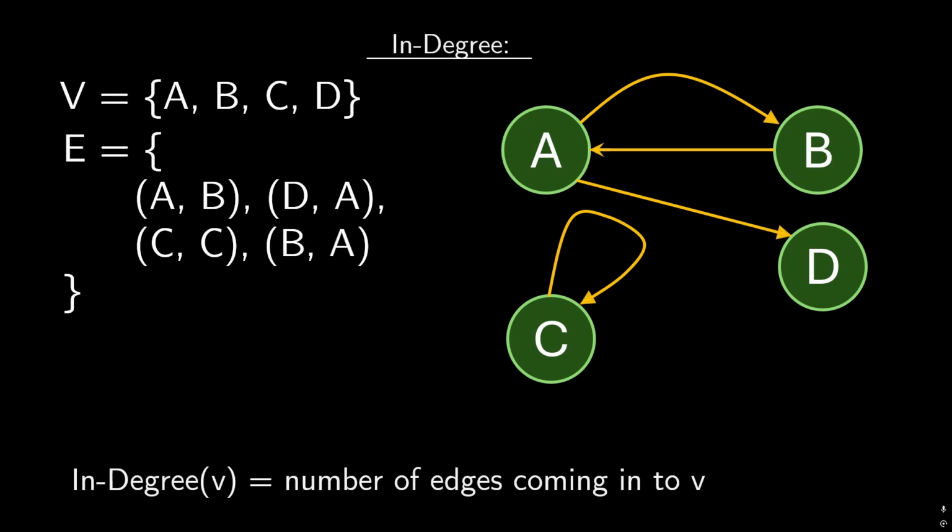For a directed graph, we use an in degree instead. The in degree counts the number of edges coming into V. So for example, the in degree of A is 1 because there's only one edge coming into node A. The degree of B is also 1 because there's only one edge coming into node B. The degree of C is also 1 because there's only one edge coming into C, and so on.